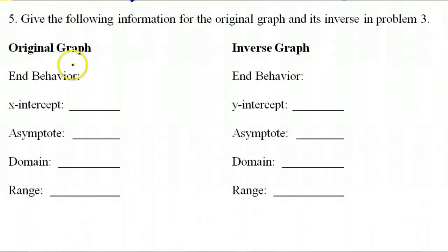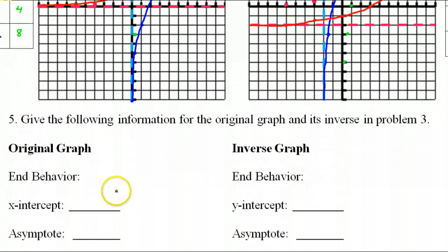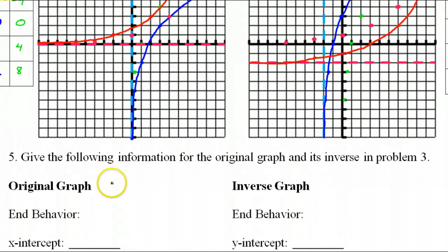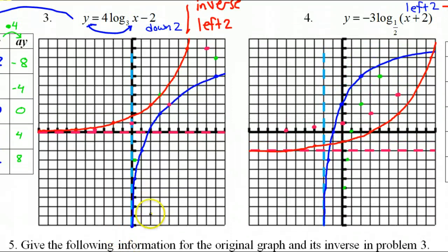Alright, for number 5, I'm supposed to answer all these questions for problem number 3. So we'll be looking at problem number 3. Let's start with the end behavior. Okay, so the end behavior for the original graph, alright, so this is problem number 3. The original graph is the blue, so focus your eyes on the blue. As we go to the left, we're approaching 0, okay? As x approaches, I'm not going to say negative infinity like we have many times in the past. As x approaches 0, because it's approaching the asymptote.